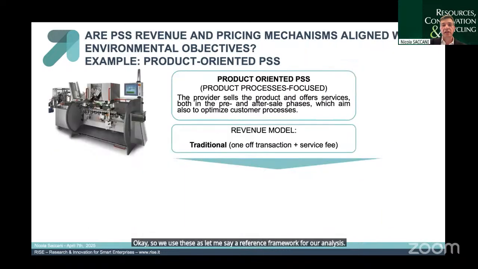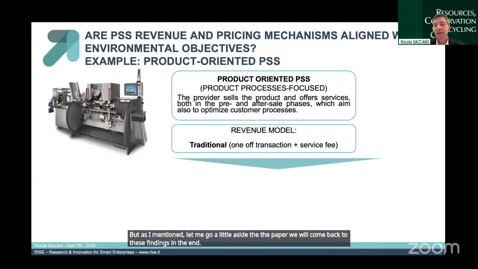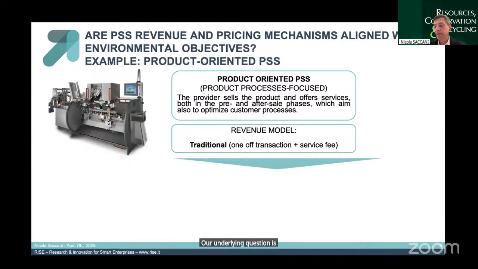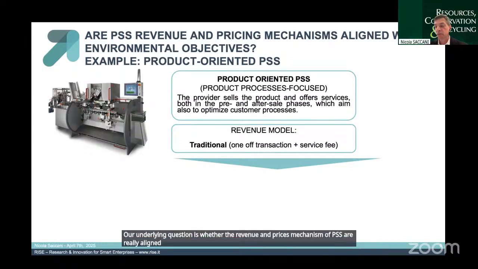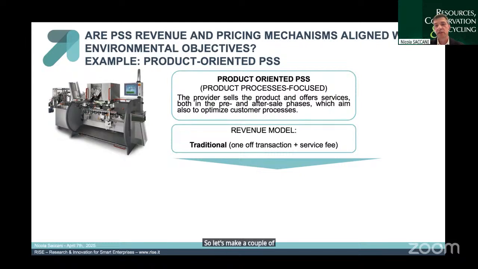But as I mentioned, let me go a little aside from the paper. We will come back to these findings in the end. Our underlying question is whether the revenue and price mechanisms of PSS are really aligned with the environmental objective. So let's make a couple of conceptual examples to understand this.